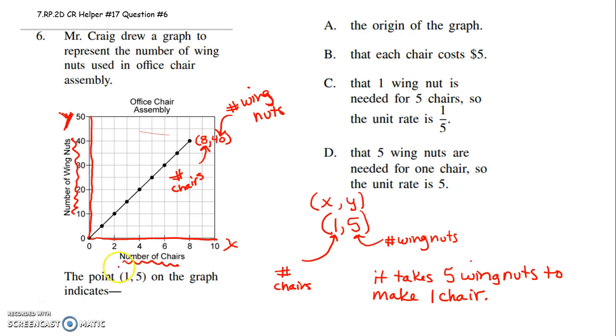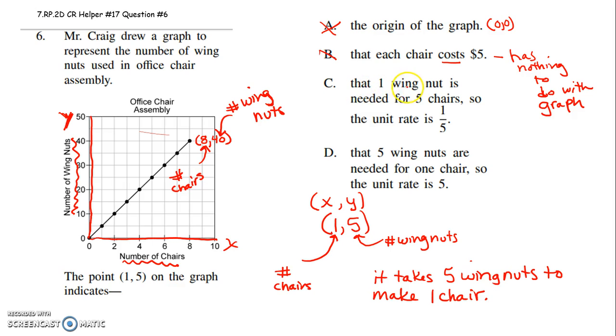Okay, A says that this would be the origin of the graph. The origin of the graph is 0, 0. Oh, that doesn't make any sense. Each chair costs $5. Nothing about this graph talks about cost. Has nothing to do with the graph. The graph is about chairs and wing nuts and assembling them. B doesn't have a shot.